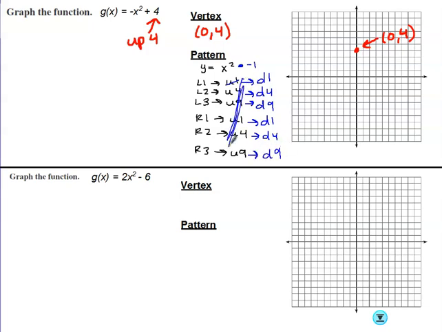And then we are just following the new pattern. Starting at the vertex, left 1, down 1. Back to the vertex, left 2, down 4. Back to the vertex, left 3, down 9. Back to the vertex, right 1, down 1. Back to the vertex, right 2, down 4, back, and then right 3, down 9. Connect the dots the best we can, and this is the graph of our parabola.